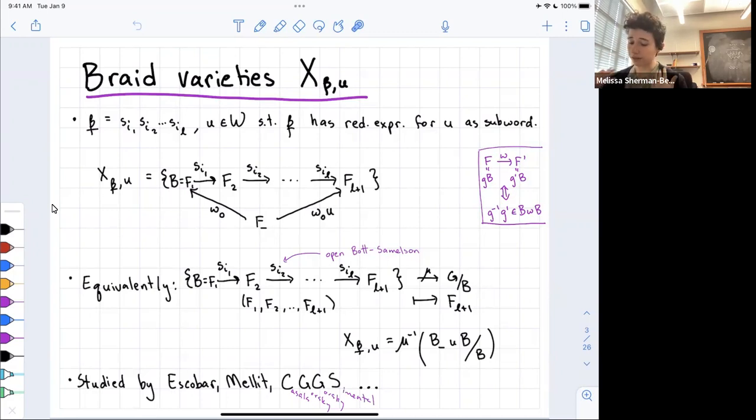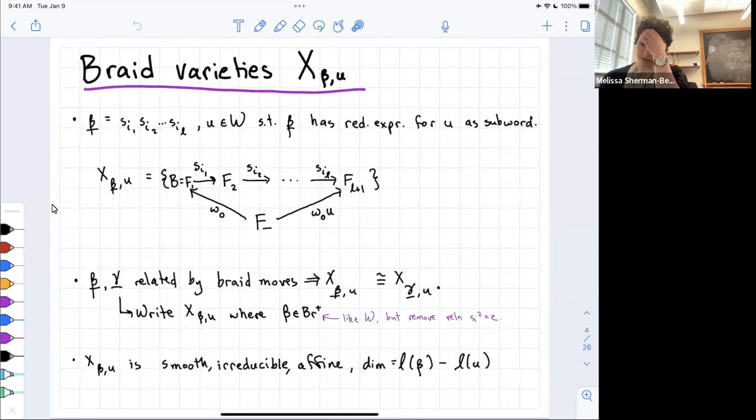Okay, so looking at this, you might be thinking, well, why are they called braid varieties? I don't really see any braids at all. The reason for this is because if beta underline is related to another braid word, gamma underline, by some number of braid moves, then the two braid varieties will be isomorphic, in a very, well, I hesitate to say canonical, but a very natural way.